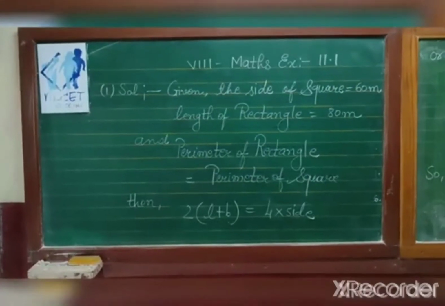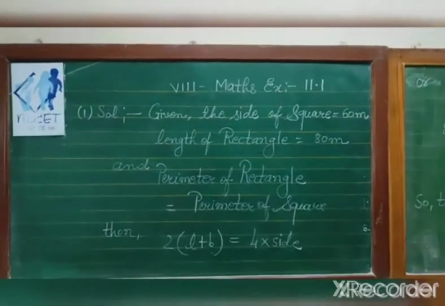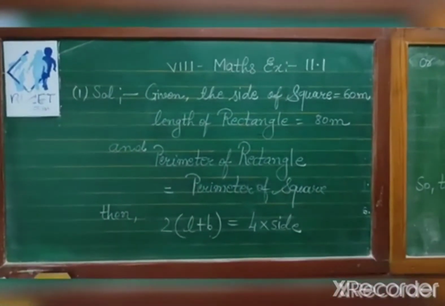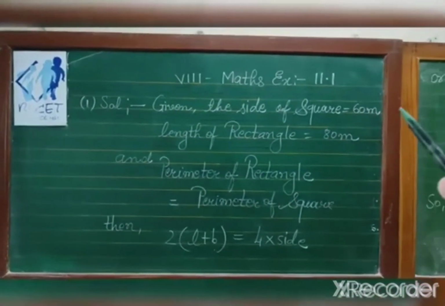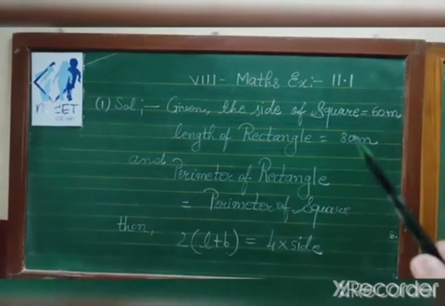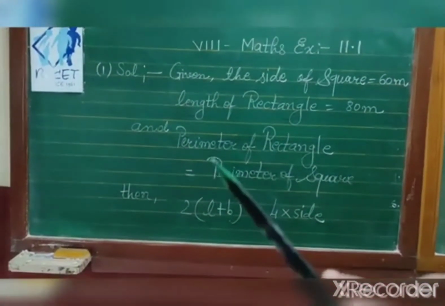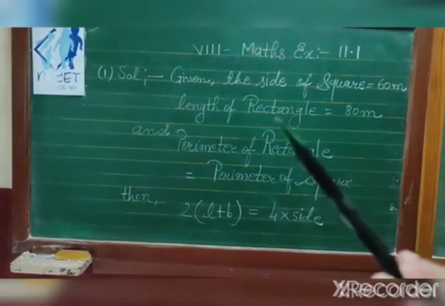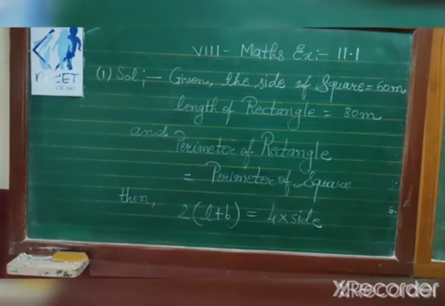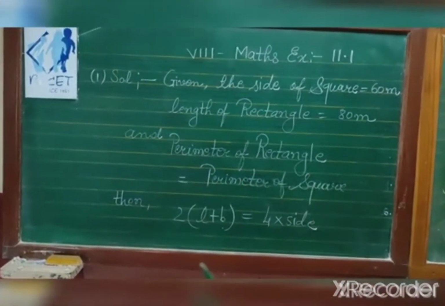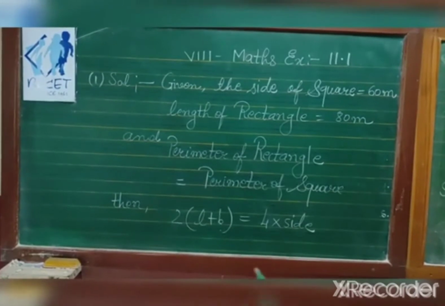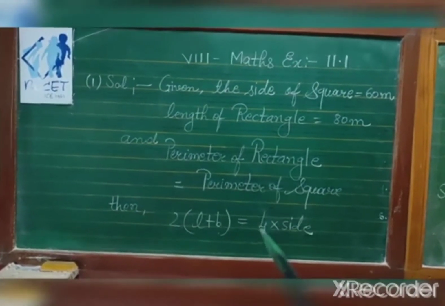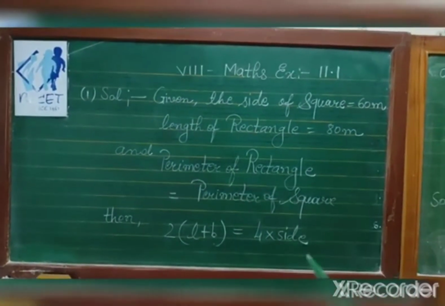Okay. Now see in the question number 1. First we will write given. What is given? The side of a square, you can see, 60 meter is given. Length of rectangle 80 meter, and perimeter of rectangle equal to perimeter of a square. But we know the formula. Perimeter of rectangle 2 in the bracket L plus B is equal to perimeter of a square 4 into side.